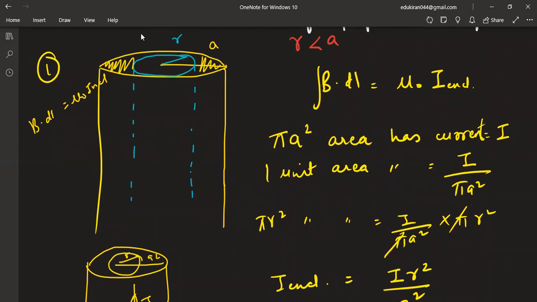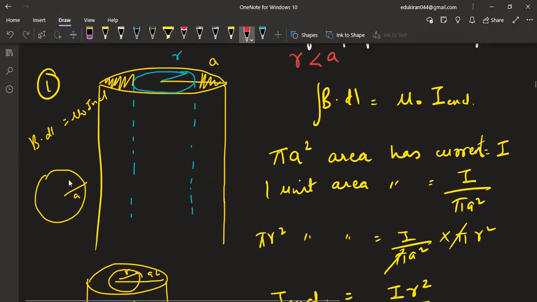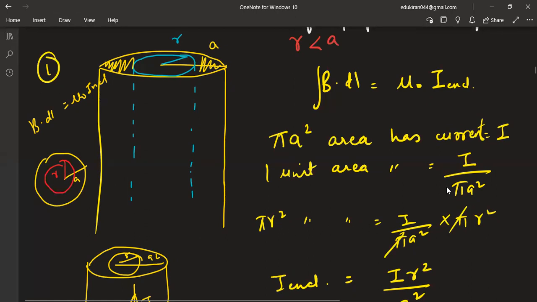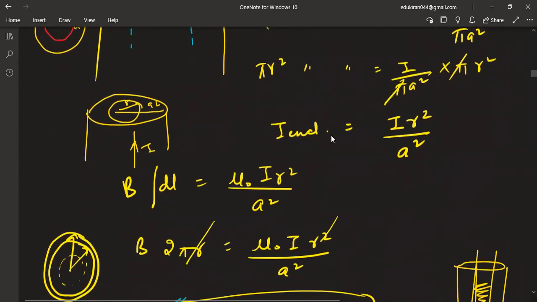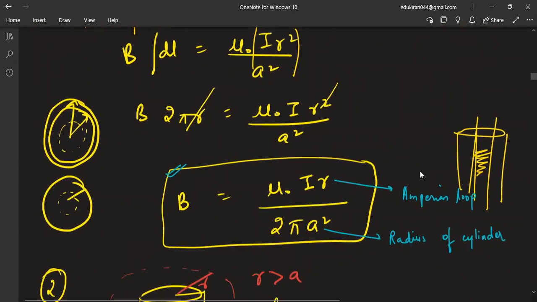Just look at it. For the entire one which had the radius A, pi a square has current I. So 1 unit of area will be I by pi a square. So what is the amount of current which we need? What will be the area enclosed by pi r square? So just multiply it. Pi r square will be I by pi a square into pi r square. So now at least we have the I enclosed. So now use your ∮B·dl is equal to mu naught I r square by a square. This is now your I enclosed, this term. So when you substitute it, you will get this final formula.